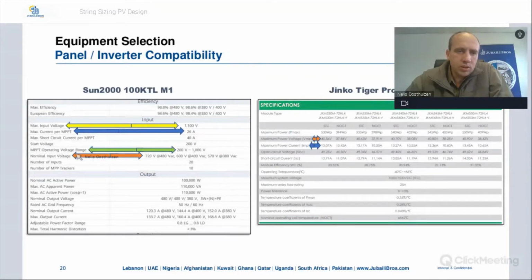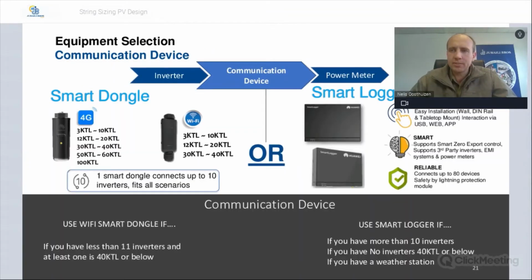Then nominal input voltage. If we're looking at South Africa, our voltage on the AC side is 400 volt. That's just what we can withstand. With grid-tied inverters, you have to connect on the AC side. So that is your limiting factor.